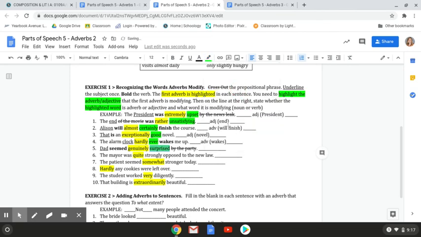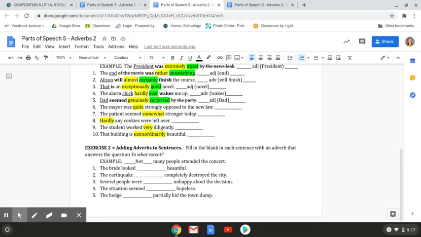in green. Okay, what is surprised modifying? Is surprised modifying seemed or is surprised modifying dad? Surprised is modifying dad, which is our subject, our noun. So surprised has to be an adjective because adjectives modify nouns. It's modifying dad. Okay, do 6, 7, 8, 9, and 10 on your own for a grade.